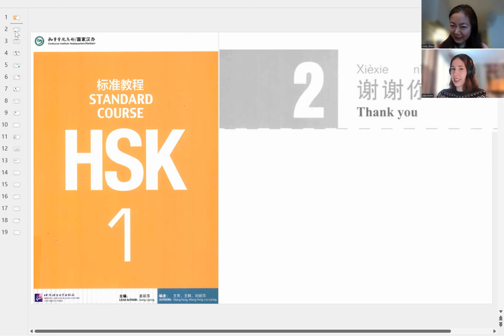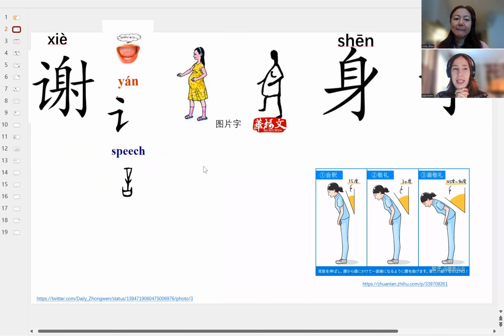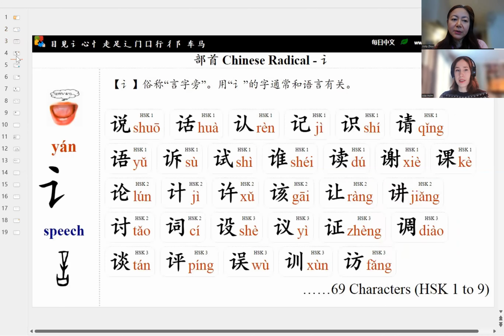Can you explain to me this 谢 character? 谢. So, on the left there is the yin, so speech. And then the middle is the shen, so it's the same as shen ti, the shen. And then there's chun, and chun meant the Chinese inch. 对的，谢谢, means thank you.